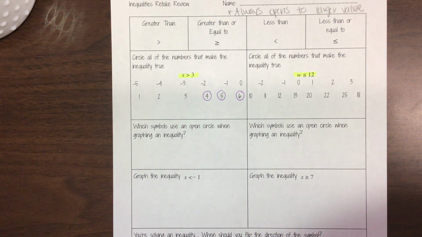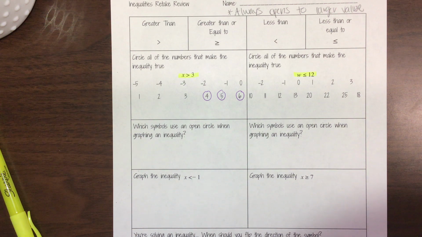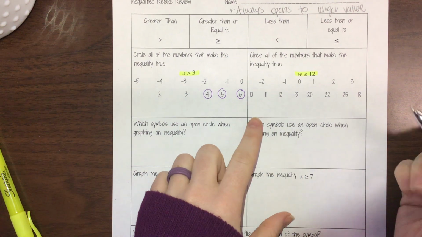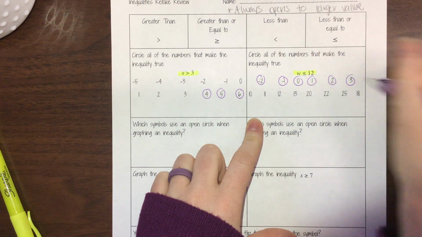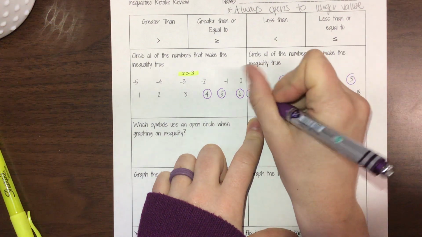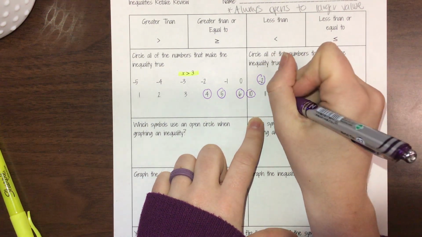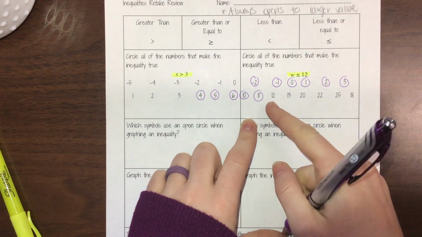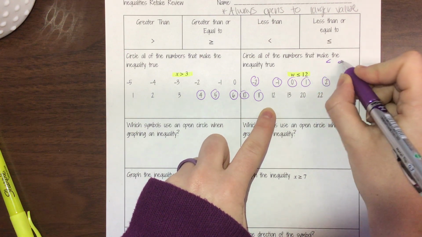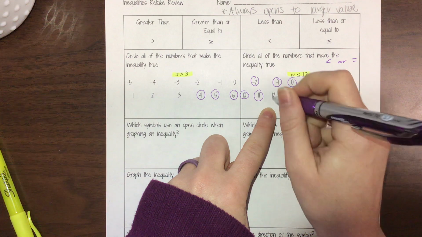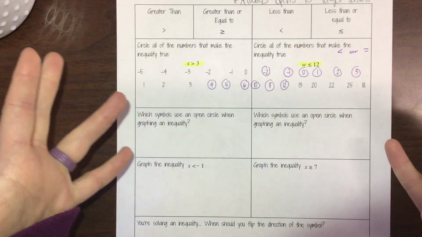The next one, W is less than or equal to 12. So we're going to circle all of the numbers that are less than 12 or equal 12. Okay? -2 is smaller than 12. -1, 0, 1, 2, and 3 are smaller than 12. 10 is less than 12. 11 is less than 12. Okay? And 12 is equal to 12. Okay, so this one is less than or equal to. So 12 is equal to itself, so we get to circle that one.